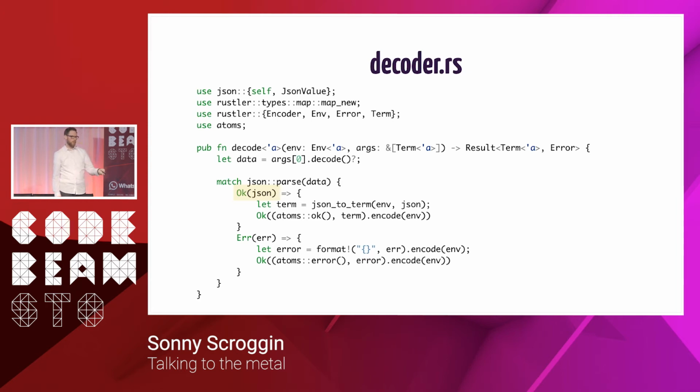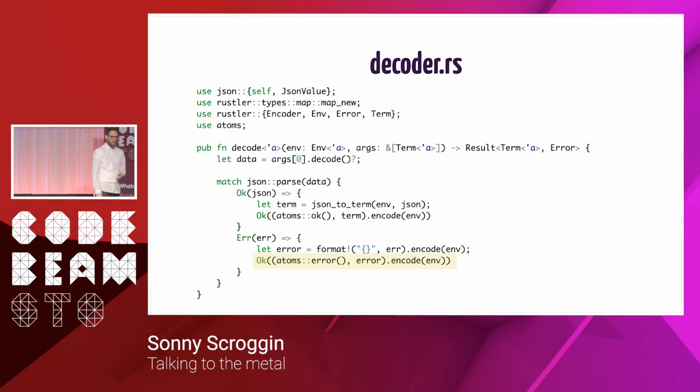And then we can return an OK with a tuple. This is our atoms OK, so it's going to be an atom OK in the tuple, and then the term itself. So we'll receive back what we're used to in Erlang. And then in the case of an error, we'll return an error atom with the error itself, and all that's encoded. This is the JSON to term recursive function here, and it just does what's on the label.